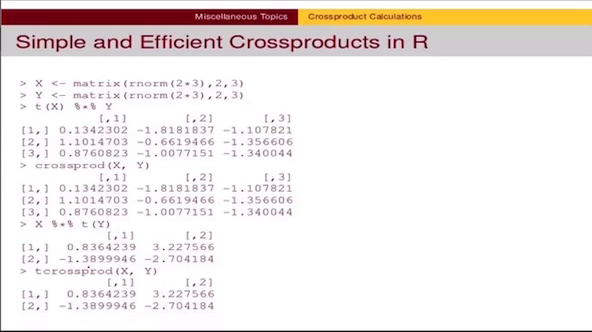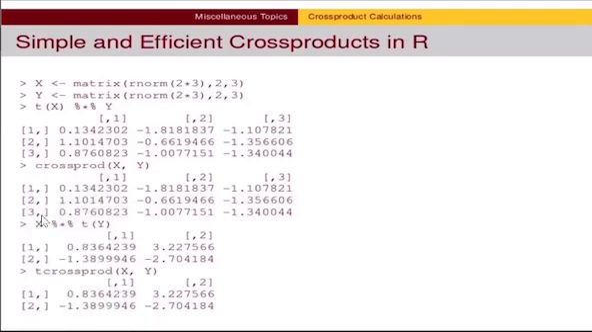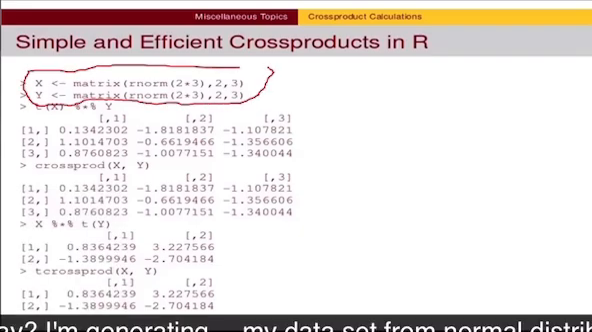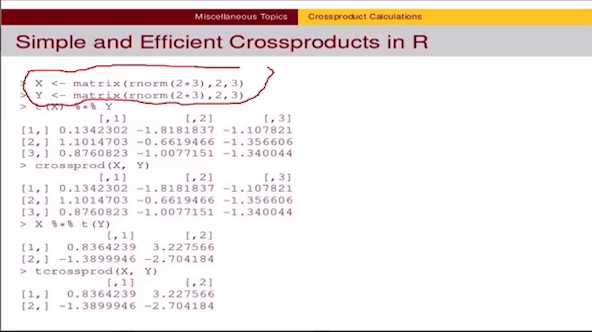Okay, how do we compute cross products? I'm going to start by simulating a data set. If you take a look at what I have here right now, I have two matrices. Can you see that? Matrix X. I'm generating my data set from a normal distribution. That's why you see rnorm. I'm generating from a distribution, rnorm, and you can see 2 by 3. So I generated two matrices, X and Y.